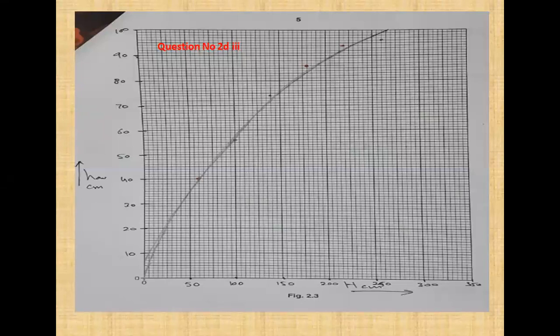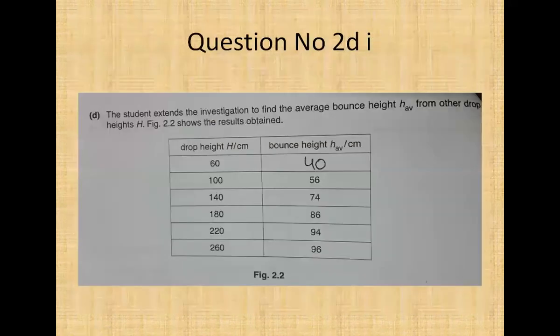So this graph, question number 2, part D, the third part: you can see here on the x-axis we have represented the capital H in centimeters: 50, 100, 150, 200, 250, 300, 350. Here is H average, the height of the bounce, small h: 10, 20, 30, 40, 50, 60, 70, 80, 90, 100. Then I have plotted these points. You can see these red dots. Where are these points coming from? This table. It will be 60, 40; 100, 56; 140, 74; 180, 96; 220, 94; 260, 96.